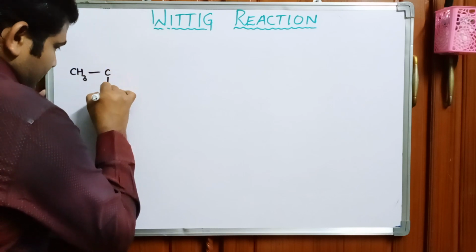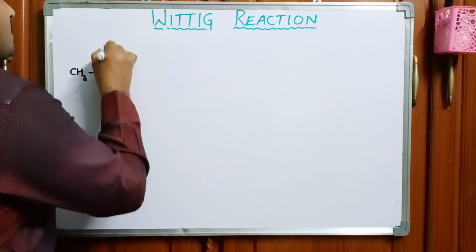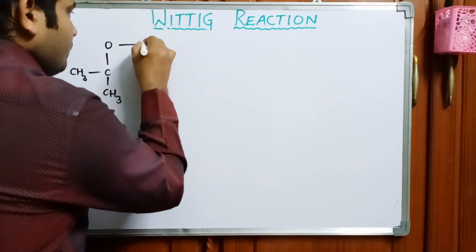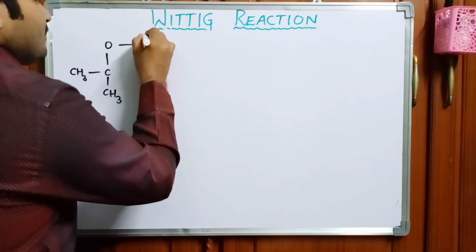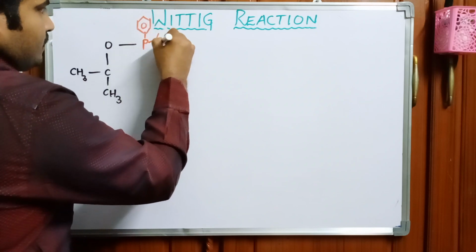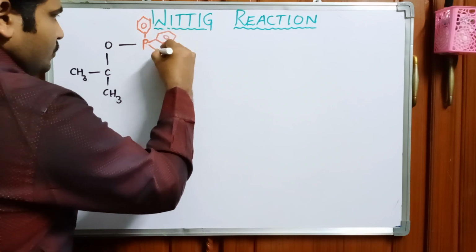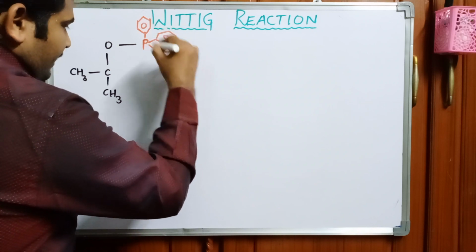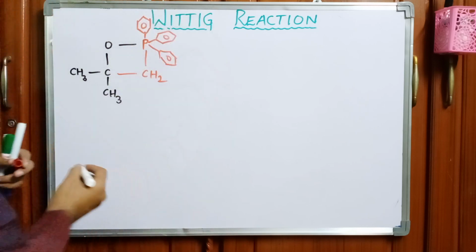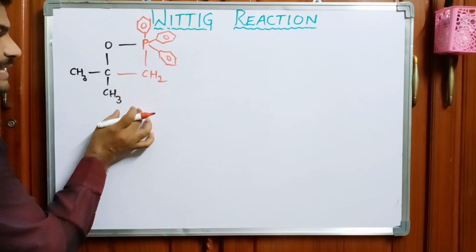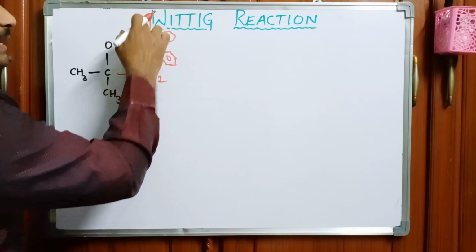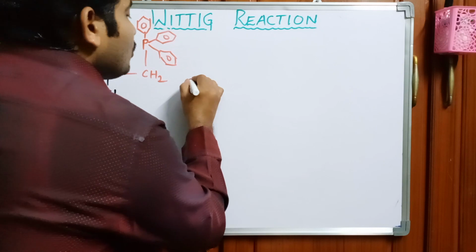The unstable phosphorus with how many phenyl moieties? 3 phenyl moieties. 1, 2, the other one is 3. Here it is CH2. Okay, this is unstable. What is that? Oxaphosphetane ring, a 4-membered heterocyclic ring, triphenyl substituted. It undergoes cleavage.